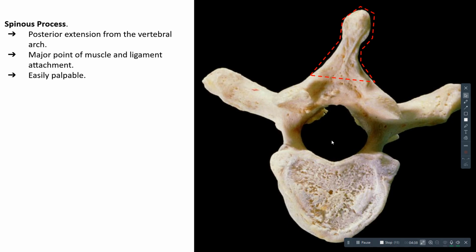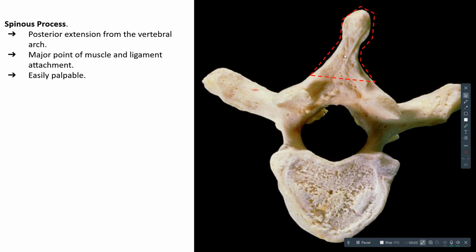All right, let's do some of these processes. The process going posteriorly is the spinous process. Very important site of muscle attachment here. This is the part that you can often see on people. You can see the little bumps of their spine. You can easily feel these spinous processes as well.